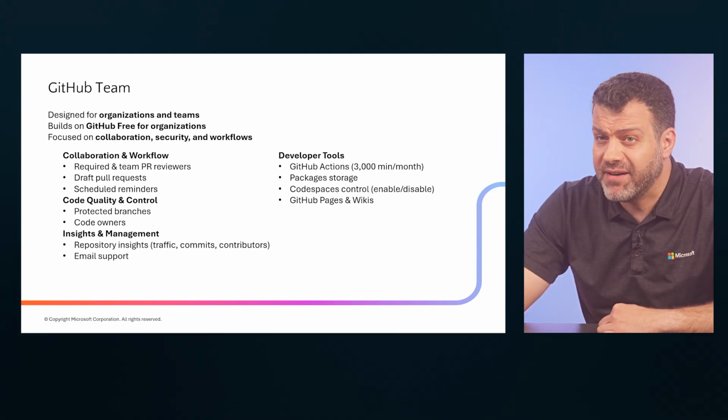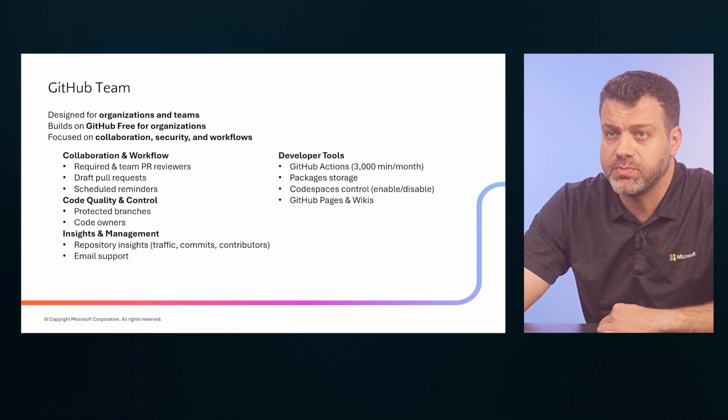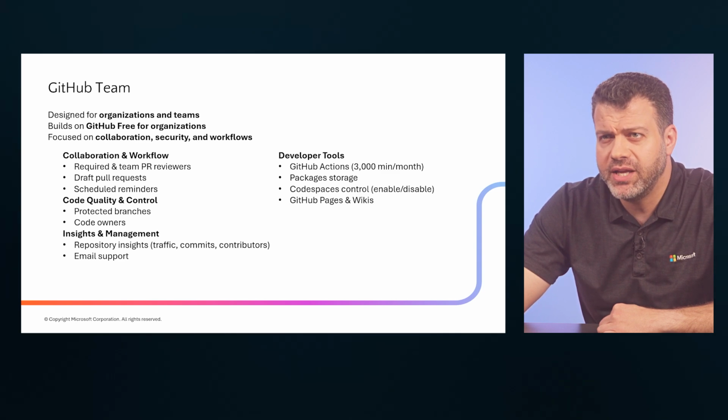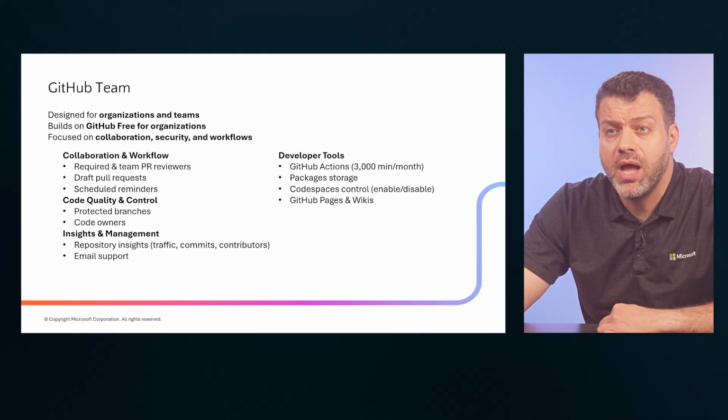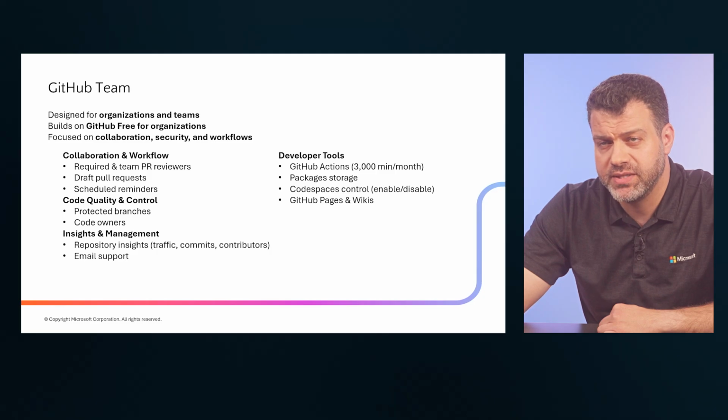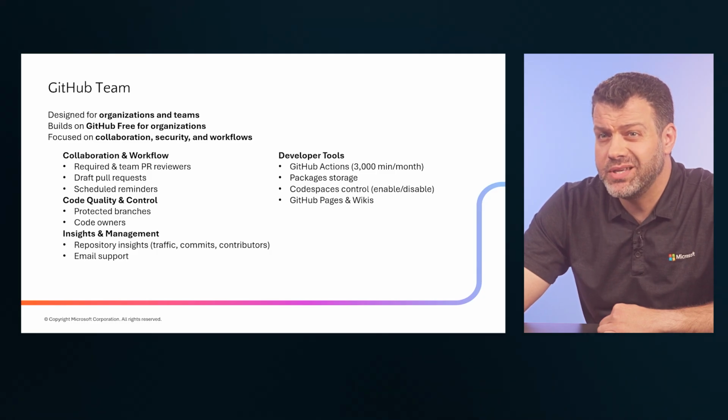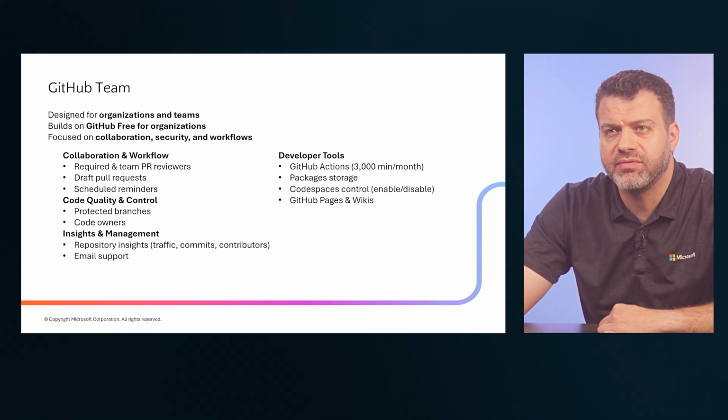Teams really benefit from better visibility and insight. It helps you track contributions and repository activities. Additionally, it increases the usage limits and allows for more control over development tools such as Actions and Codespaces. So GitHub Team is all about improving collaboration, enforcing stronger workflows, and managing code quality at the team level.